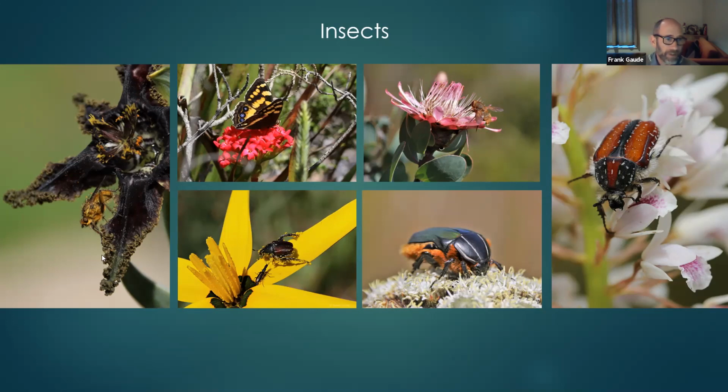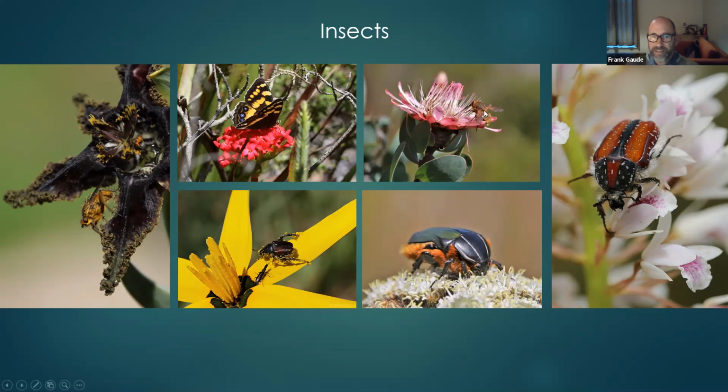Then the flies. I'm not quite sure, this could be a tachinid fly, I'm not sure which one it is. It's on a Ferraria crispa. Ferraria is a genus of the iris family, and they often don't smell very good, but it attracts flies.